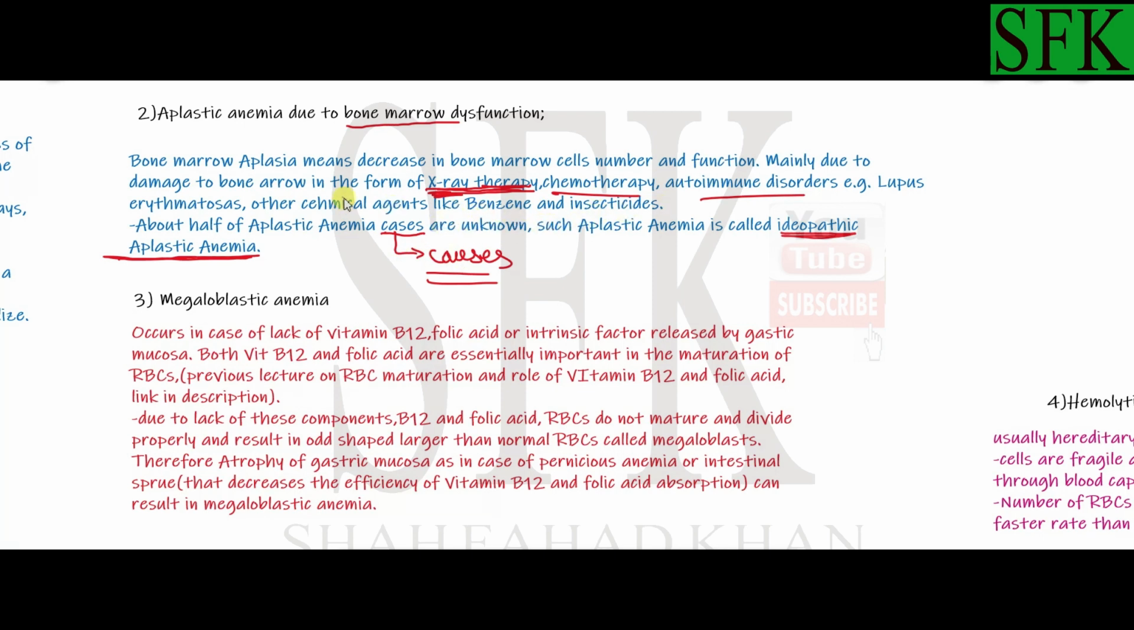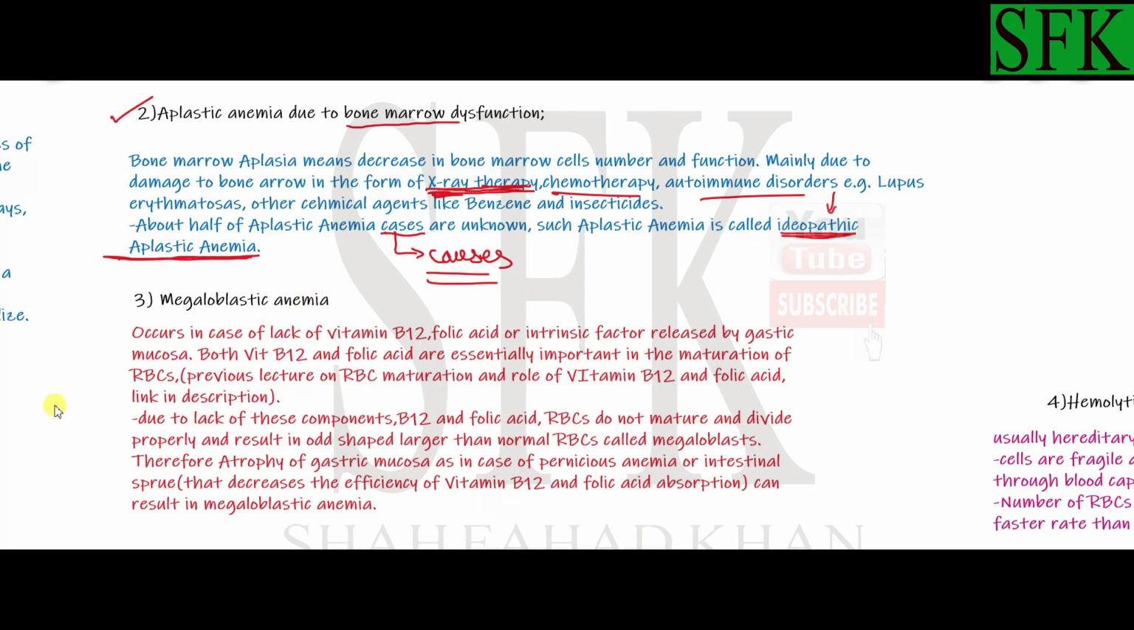So it can be due to any of these causes. Such types of anemia are called idiopathic. Idiopathic means the cause being unknown. Okay, this is your second type of anemia that may occur due to bone marrow dysfunction and is very high yield, guys. So I would really suggest that you learn this very carefully.